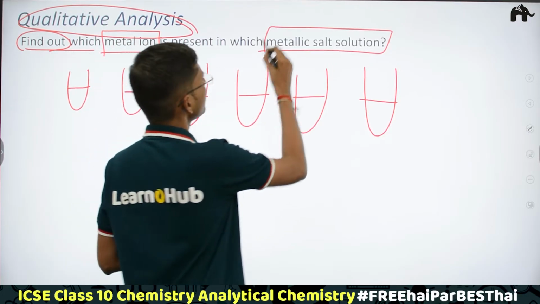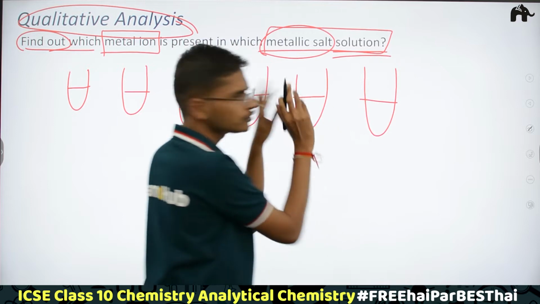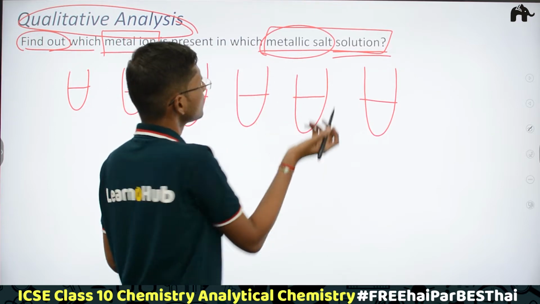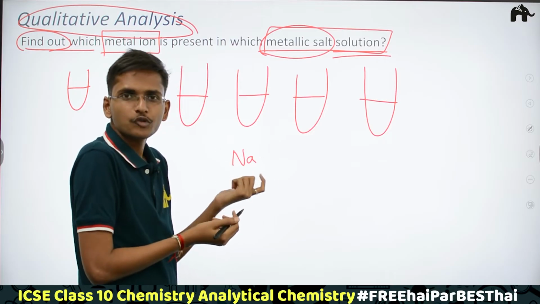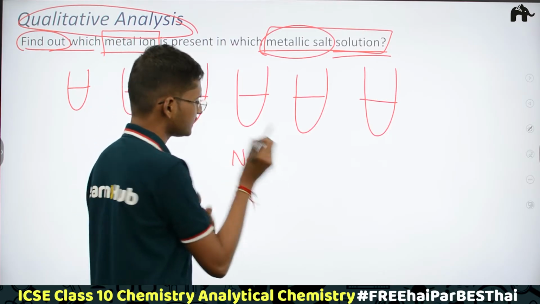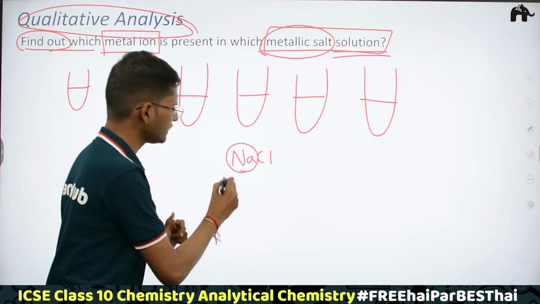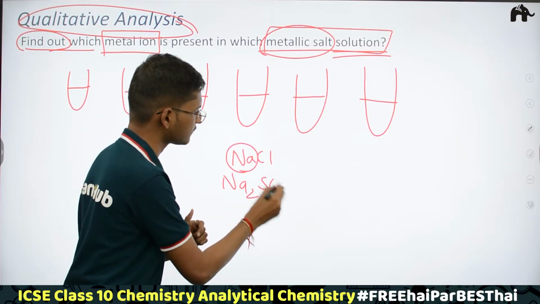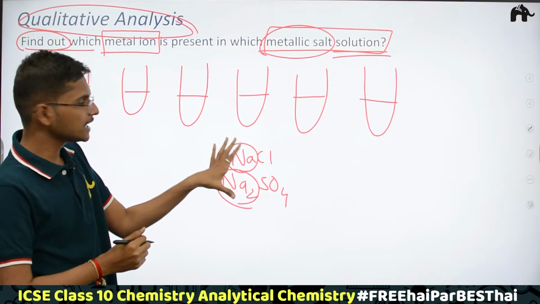So metallic salt solution, let's first break it into metallic salt and solution, 2 words. Metallic salt simply means any salt which has a metal ion. Suppose I am taking NaCl, this salt has the metal ion Na+, or I am taking Na2SO4, sodium sulfate salt, it has the Na+ metal ion. So these are metallic salts.